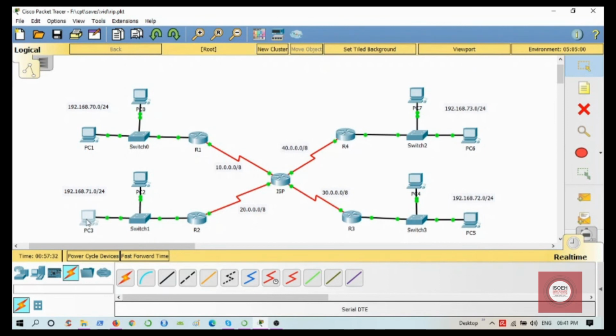So that was RIP in Cisco Packet Tracer. Thank you.